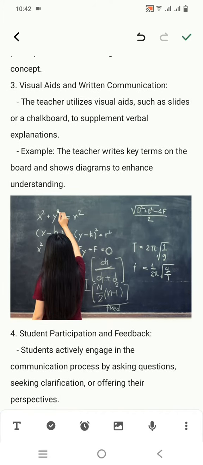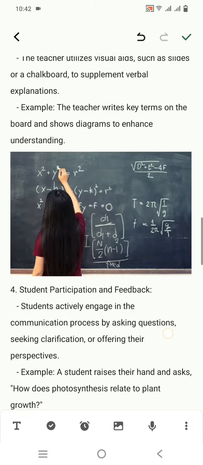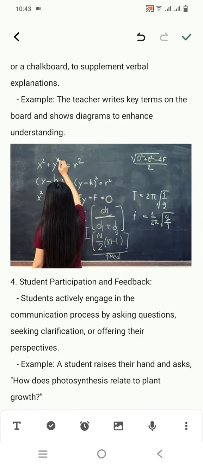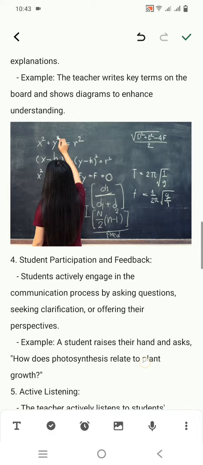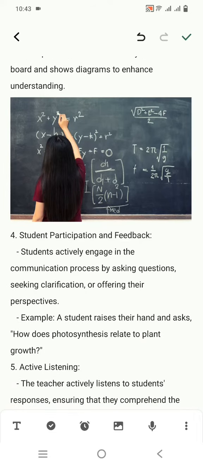Number 4, students' participation and feedback. Students actively engage in the communication process by asking questions, seeking clarification, or offering their perspectives. Example, a student raises his hand and asks, "How does photosynthesis relate to plant growth?"